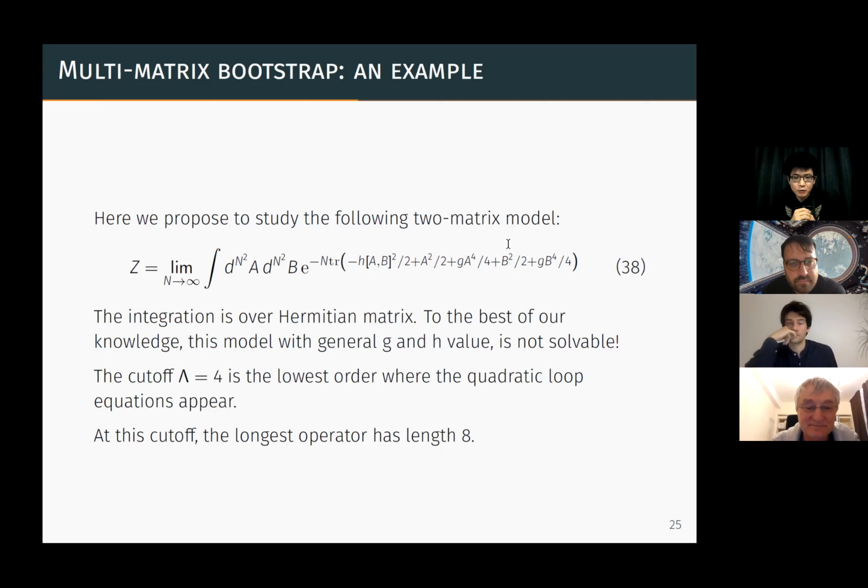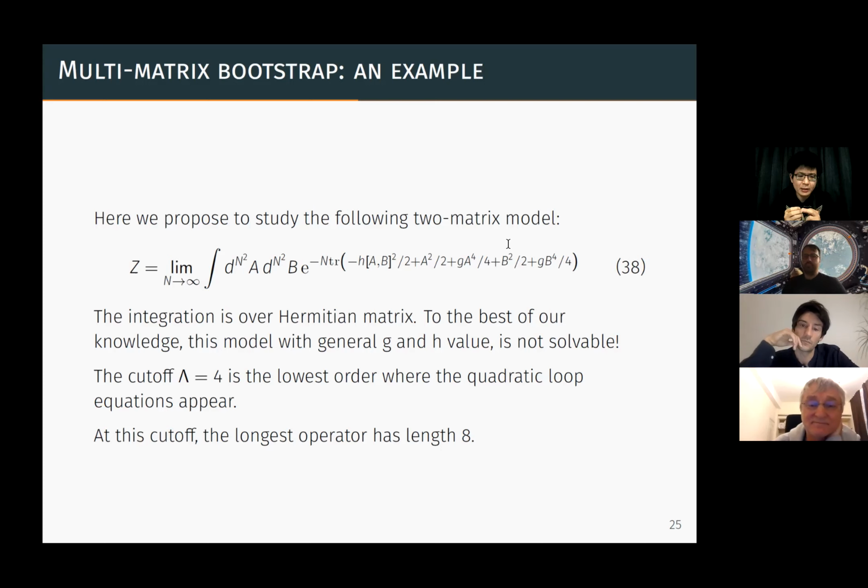This model, to the best of our knowledge, for general g and h values, like g equals h equals 1, is not solvable. But for h equals 0, this is nothing but two decoupled one-matrix models. And for g equals 0, there is some analytical solution. So this is a very good candidate to test our method on a non-solvable matrix model, so we can compare our numerical result with the analytical result.